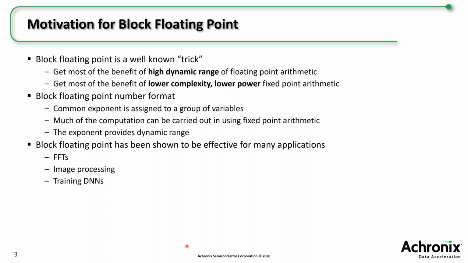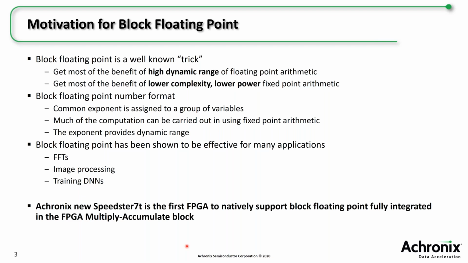Classically, this has often been used in Fourier transforms, in image processing, and now is used a lot in neural networks, particularly for inference as well as in training applications. And our new Speedster7t from Achronix will be the first FPGA that natively supports block floating point. So you've always been able to implement block floating point by having the functions done in soft logic, but we natively support that in the hardened multiply accumulators. I'll provide more information on that later.